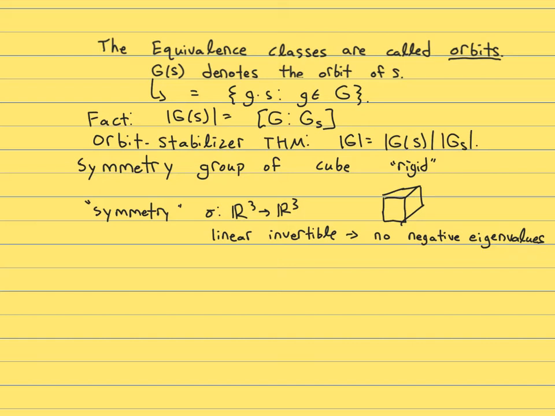The symmetries act on the vertex set. There are 8 vertices in a cube. So you ask yourself, given a vertex on a cube, is it possible to move the cube in such a way as to move that vertex to any other vertex? The answer should be yes. So the size of the orbit is always 8.